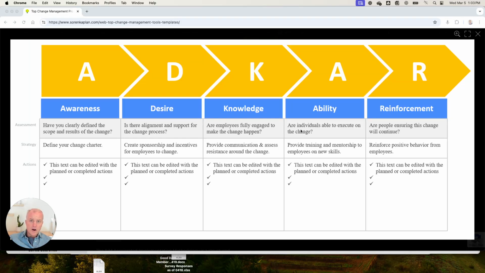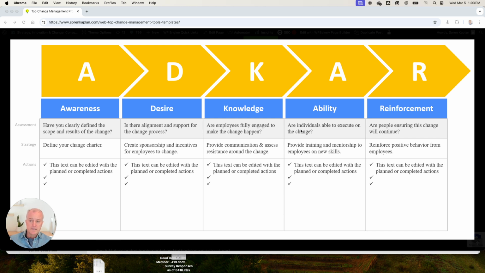The ADKAR Change Management Framework is a great tool to understand the steps involved in driving a change management project as well as driving transformation itself. ADKAR is an acronym. It stands for awareness, desire, knowledge, ability, and reinforcement. And those are really the steps in the change process.